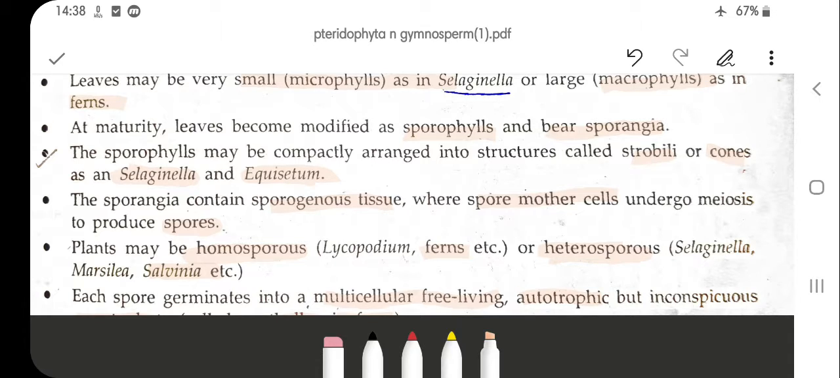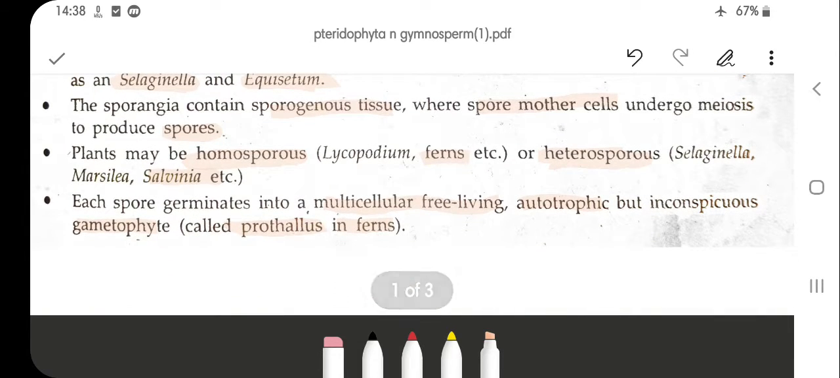Sporophylls bear the sporangia. Sporangia contain the sporogenous tissue, where the spore mother cells undergo meiosis to produce the spores. The spores may be homosporous or heterosporous, and when each spore falls on a suitable substratum after dispersion, it germinates into a multicellular, free-living, autotrophic but inconspicuous gametophyte.